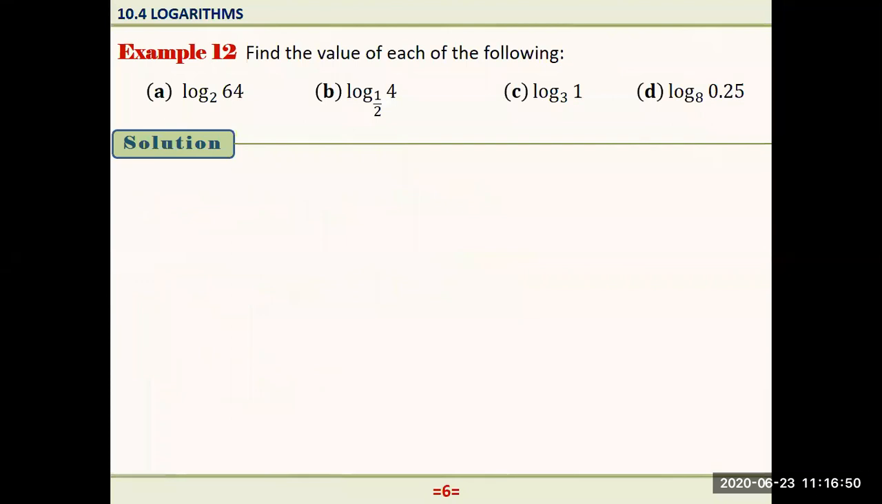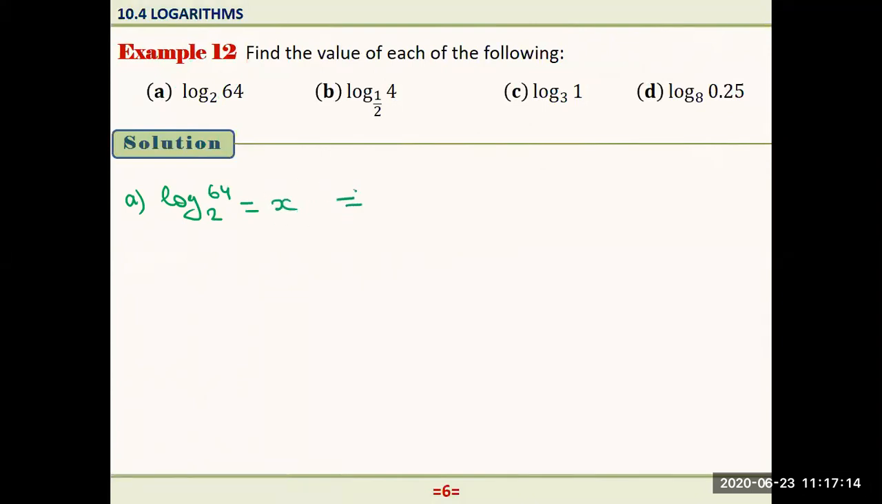All right, some other examples. It says find the value of each of the following. How can we do this? To do this one, we need to convert them into exponential form, right? Let's say, what is the value of this one? Let's say that's equal to logarithm of 64 to the base 2. Let's say it is equal to x. So we need to find the value of x, right?